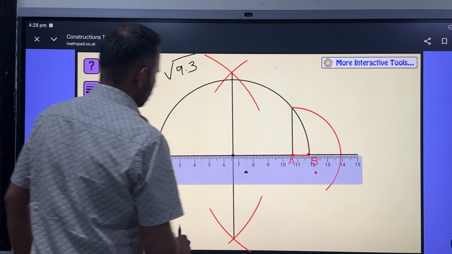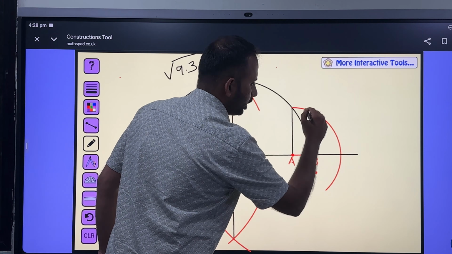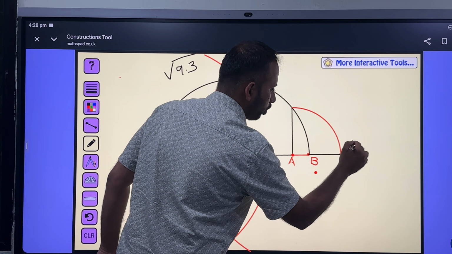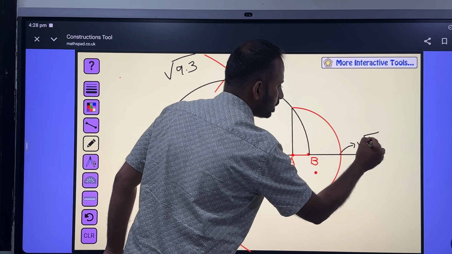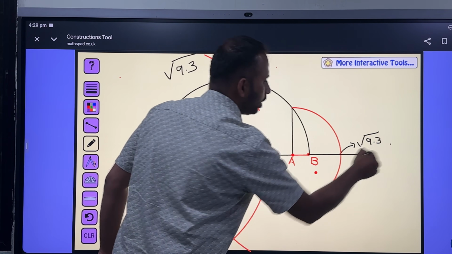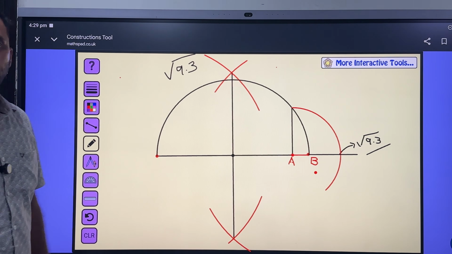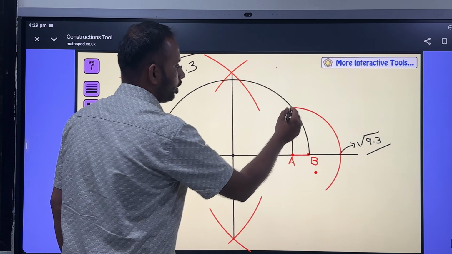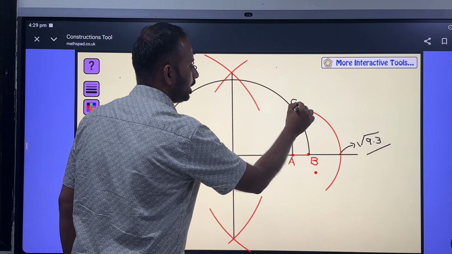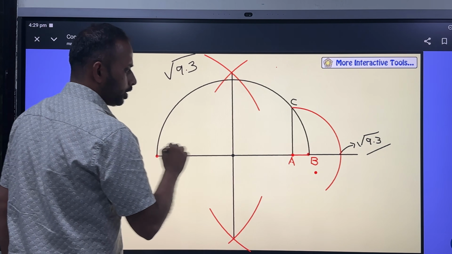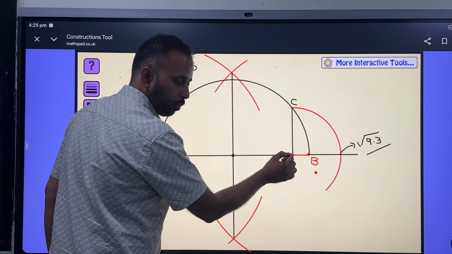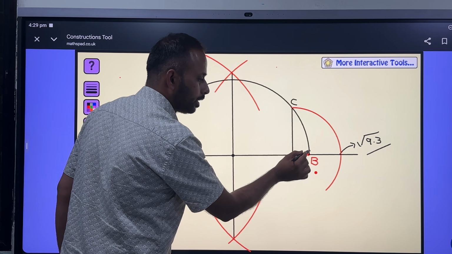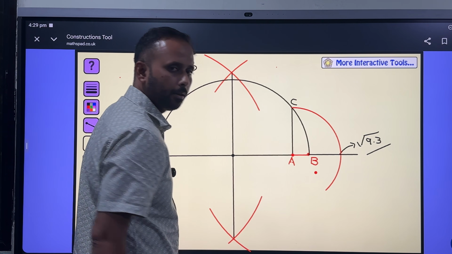This arc is touching this point of the line, so this point will represent root 9.3. And this is how we represent root 9.3 on our number line. You can mark this point as C. So first you draw 9.3 and mark it as point A. From there you draw 1 centimeter extra and mark it as point B.